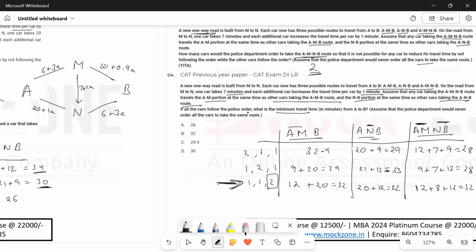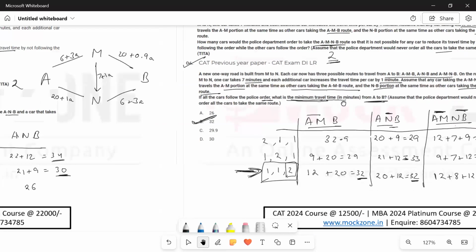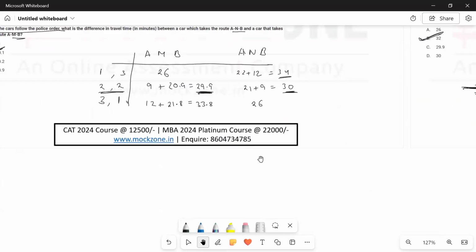If all the cars follow police order, which in this case is happening 112, what is the minimum time from A to B in minutes? मिनिमम टाइम का है हर एक केस में दे आर 32 minutes each route is taking. So minimum time in minutes from A to B कितना है 32. इसका आंसर है B.